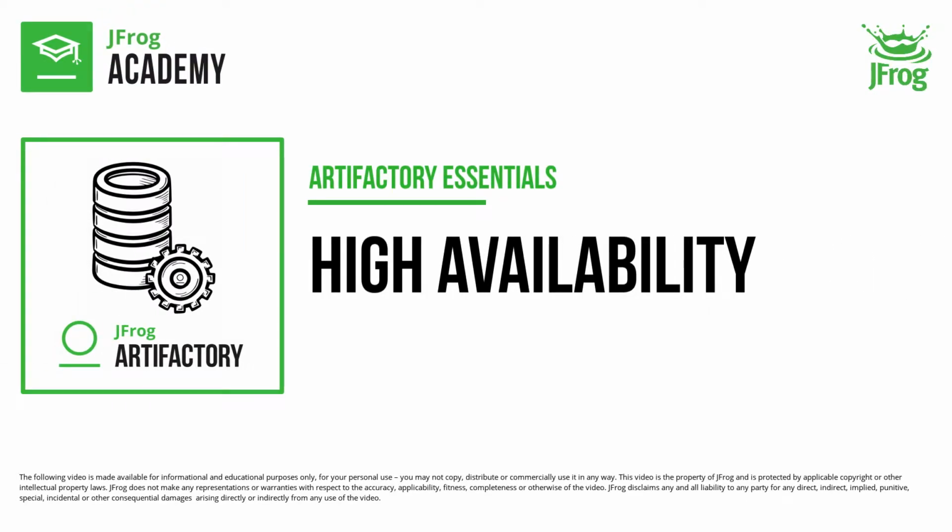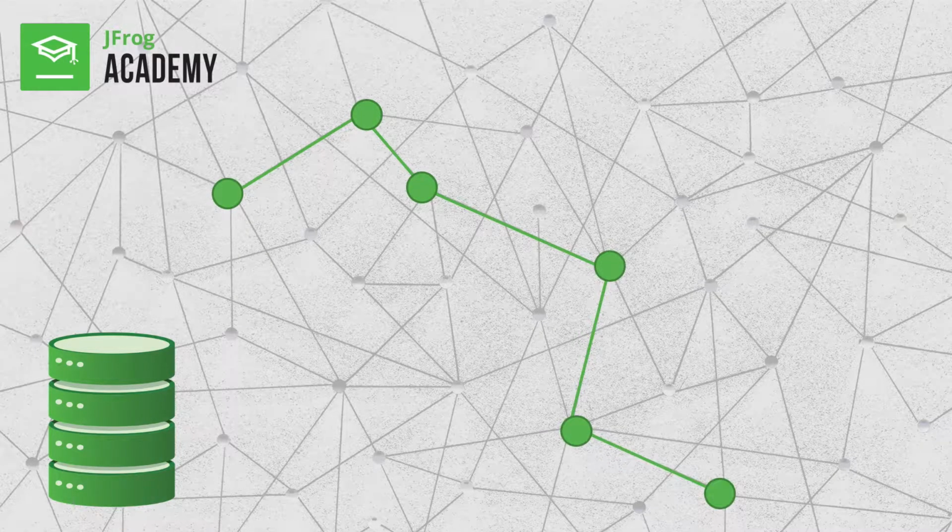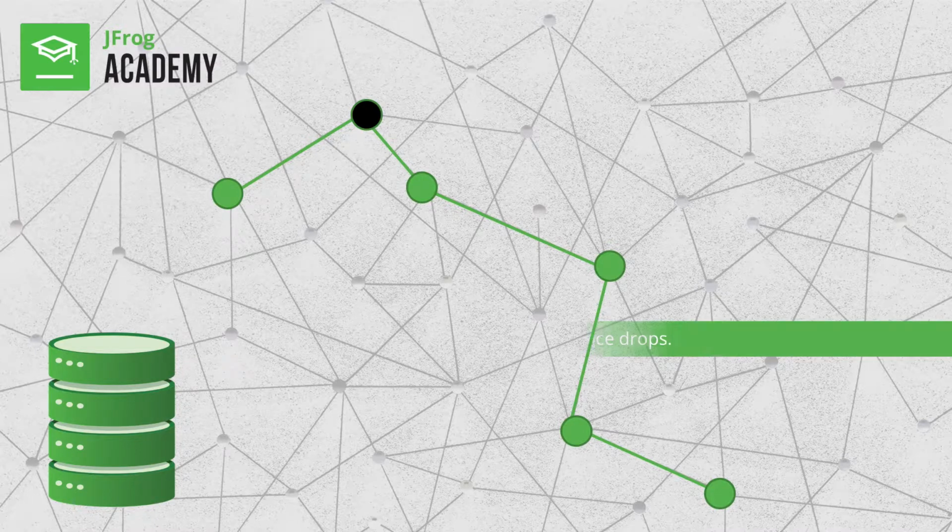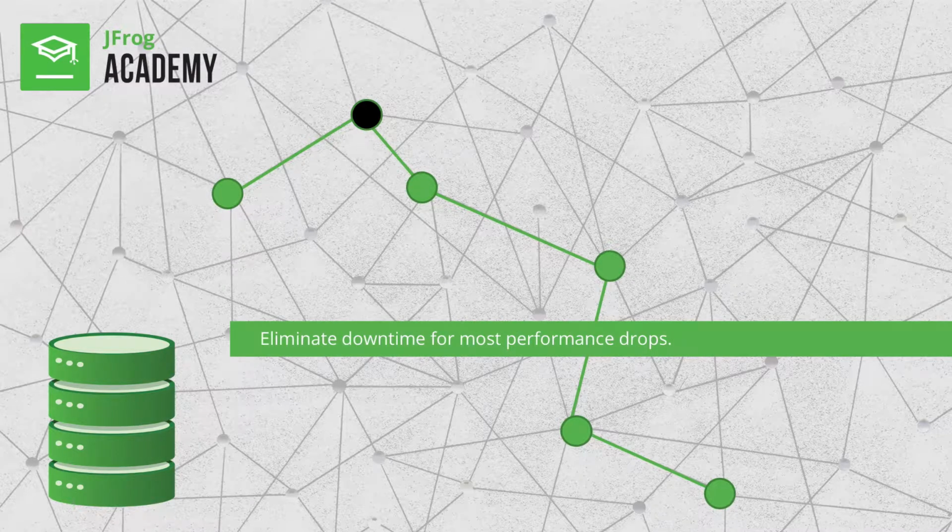The focus of this topic is high availability setup for Artifactory. For simplicity, the high availability setup is also called an HA setup. When one of the nodes in your network goes down for maintenance, upgrades, or because it fails, you and your customers may experience expensive downtime. Setting up a full-service HA redundancy network can eliminate downtime for most performance drops.